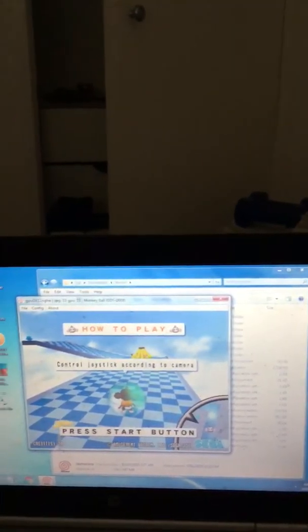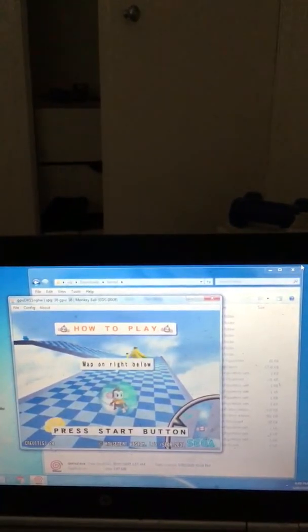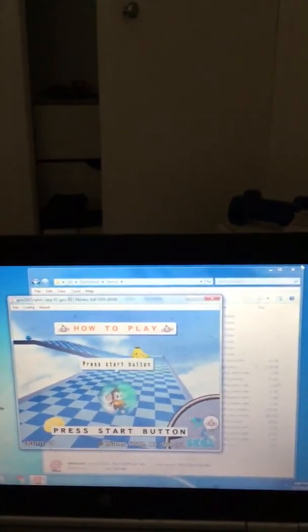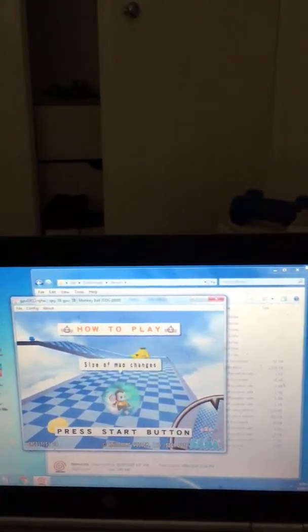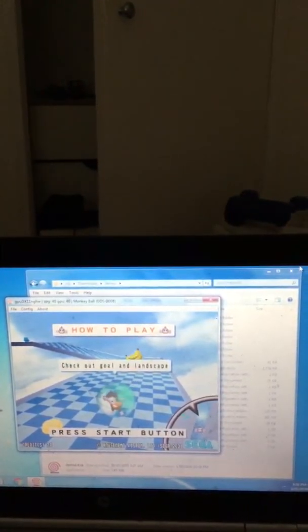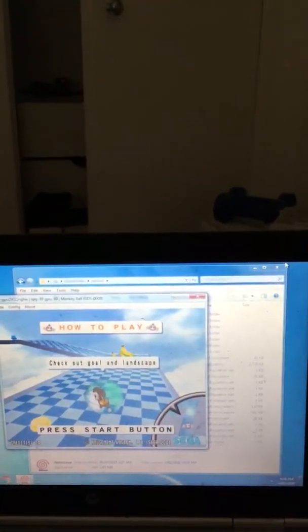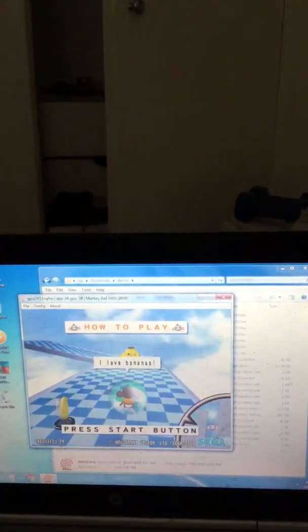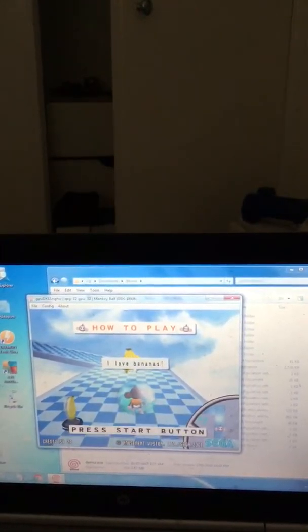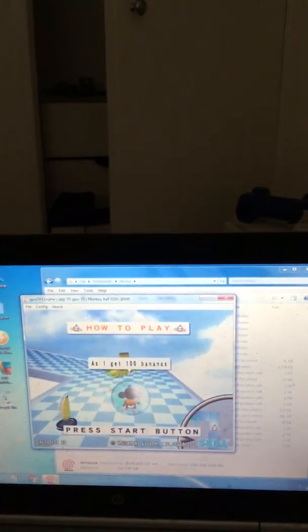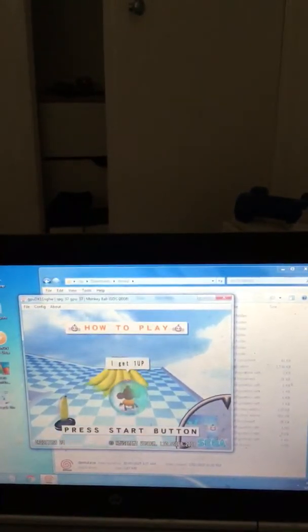Probably need debug mode to access this stage. Oh wow, you know, to be honest. I love bananas. I know you do. As I get 100 bananas, I get one up.